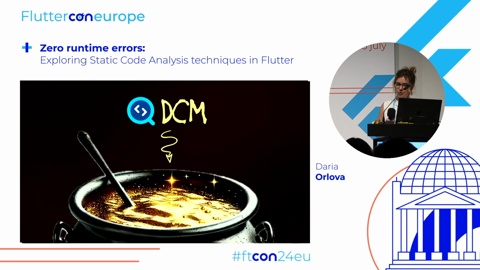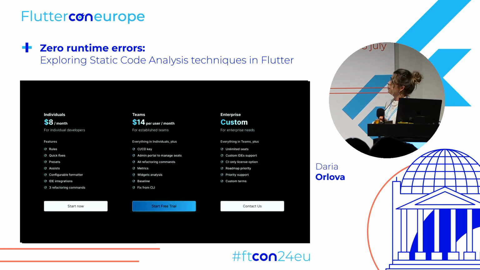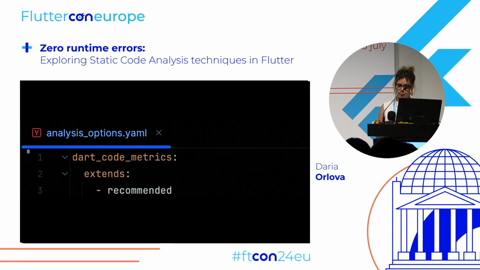So our next ingredient into the perfect static analysis system is a tool called DCM. DCM, which you may have known under the name Dart Code Metrics, is a static code analysis tool that offers more than 300 unique rules on top of the standard Dart ones, as well as many other useful features, which we will now see. One thing to keep in mind is that DCM is a paid tool that offers various licenses, including a free open source license, which you can obtain by applying on the website.